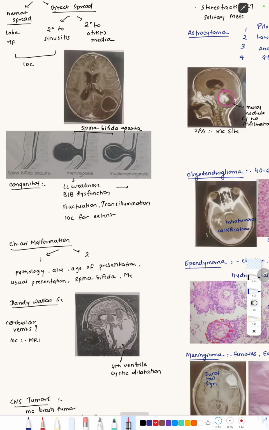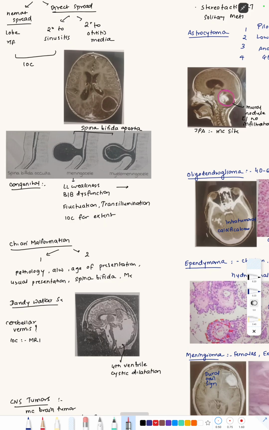Then next is the Chiari malformation. In the Arnold-Chiari malformation, there are type 1 and type 2. Arnold-Chiari type 1 is due to downward displacement of the cerebellar tonsils. And type 2 is the downward displacement of the cerebellum, brainstem, as well as the fourth ventricle. Type 1 is associated with syringomyelia, and type 2 is associated with hydrocephalus. The age of presentation for type 1 is young adults. In type 2 it is going to be infants.